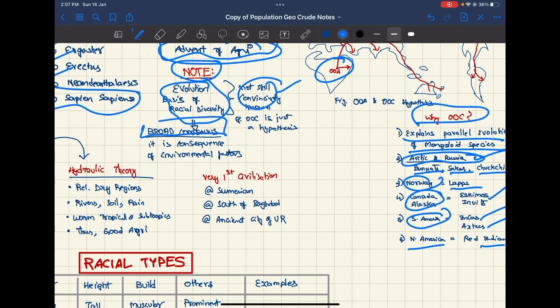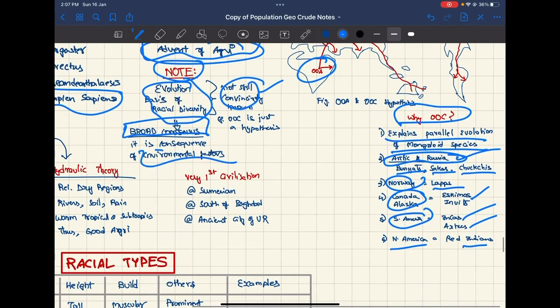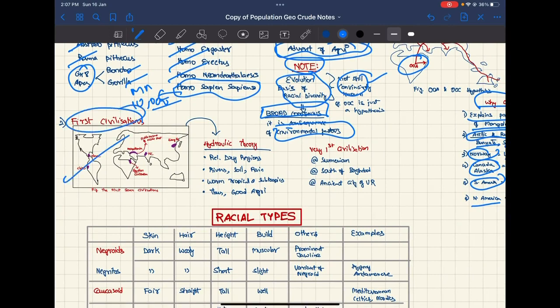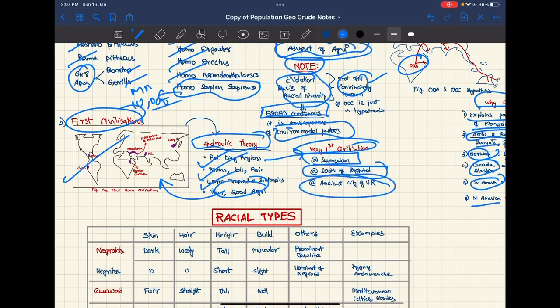But there is a broad consensus that racial diversity is due to environmental factors. Now, the first civilizations, we have already seen this earlier. The hydrologic theory explains that relatively dry regions, good rivers, soil and rain, warm tropical and subtropical climate, and good agriculture will lead to civilization. The very first civilization is the Sumerian civilization south of Baghdad, where the ancient city of Ur is.